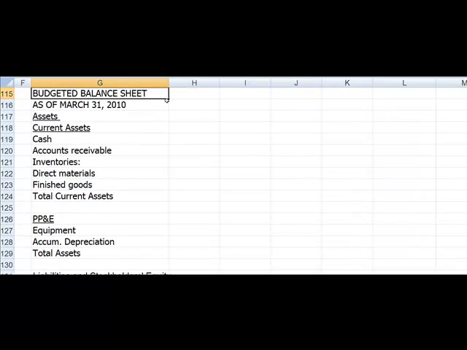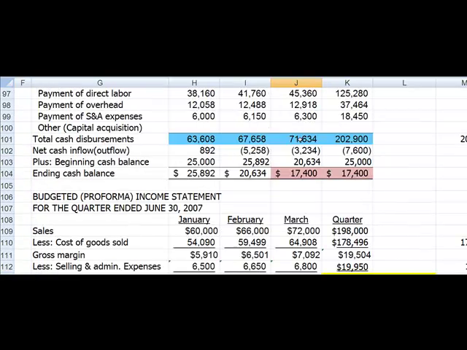The balance sheet budget starts with cash. Now, the cash is going to come from our cash budget. So we're going to go up and pick up our ending cash balance. Either one of these is fine.